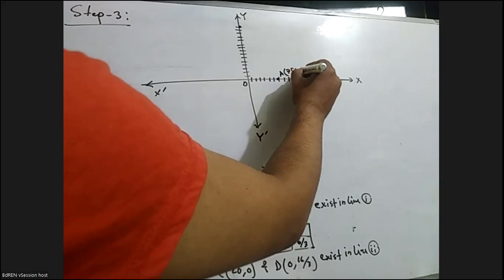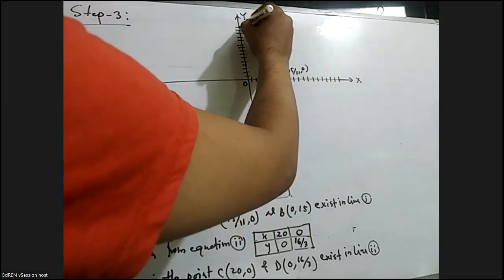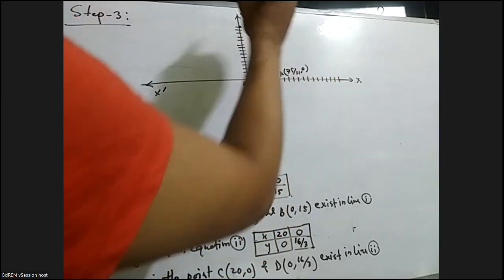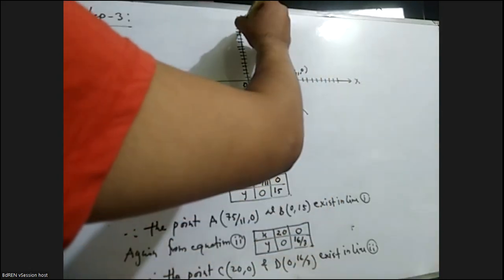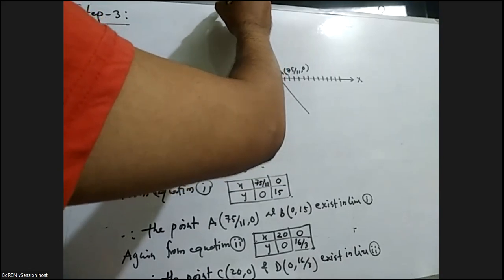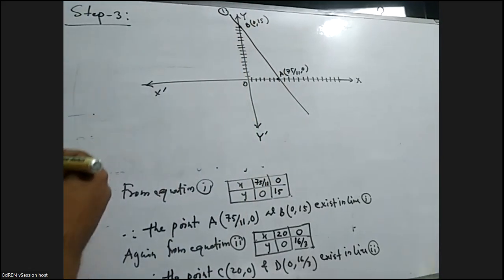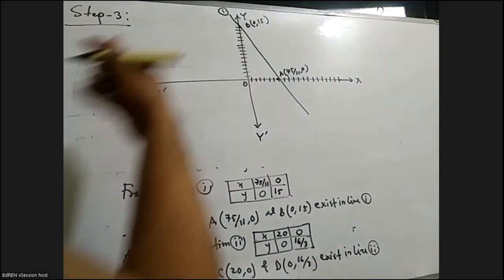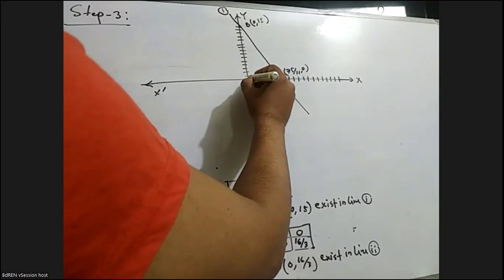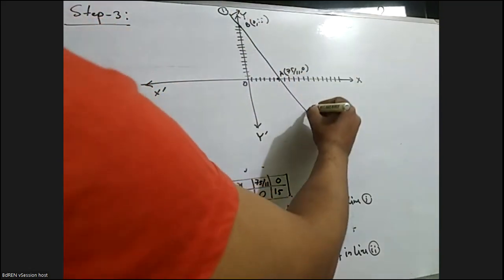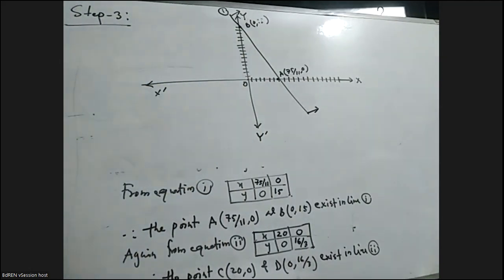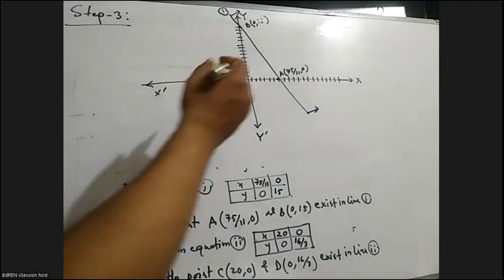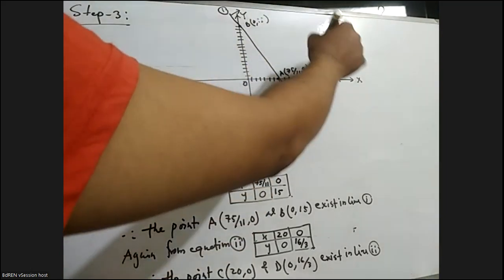75 by 11, comma 0, and B point is 0, comma 15. If we join this line, this is equation number 1. Now in the given inequality, greater than or equal to, the side will be opposite to the origin, because this is a minimization problem. This is the shaded part.